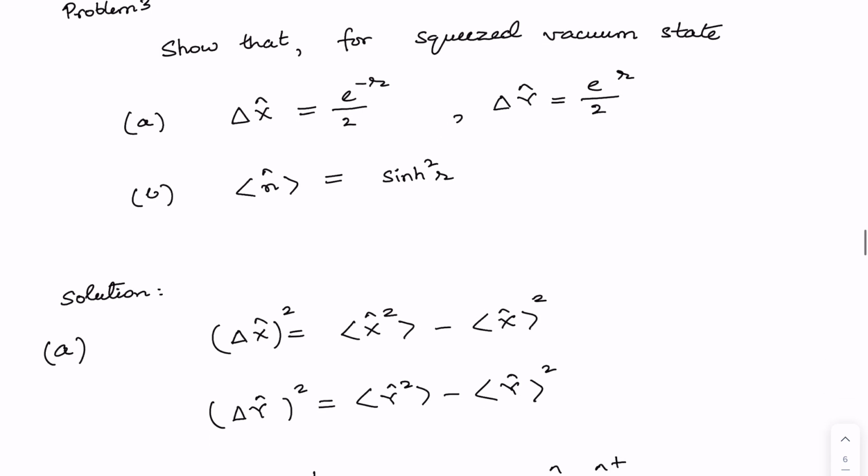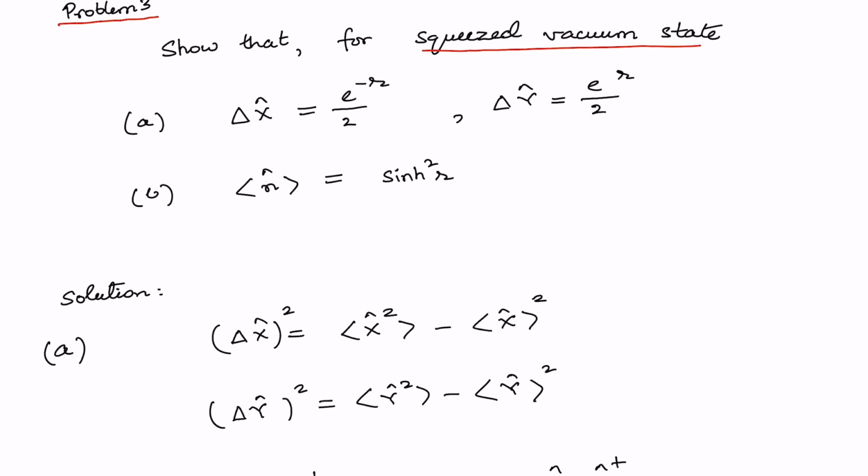This particular problem is very important, and it's a lengthy problem, and I'm going to take you through the various steps to work out this problem completely. You are asked to show that for the squeezed vacuum state, the standard deviation in quadrature operator x, which is also called the uncertainty in quadrature x, is equal to e to the power minus r by 2, and the uncertainty in the other quadrature, that is y, is equal to e to the power r by 2.